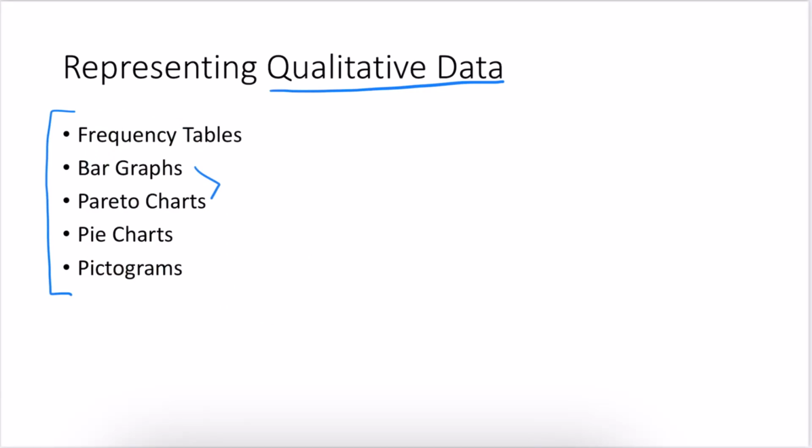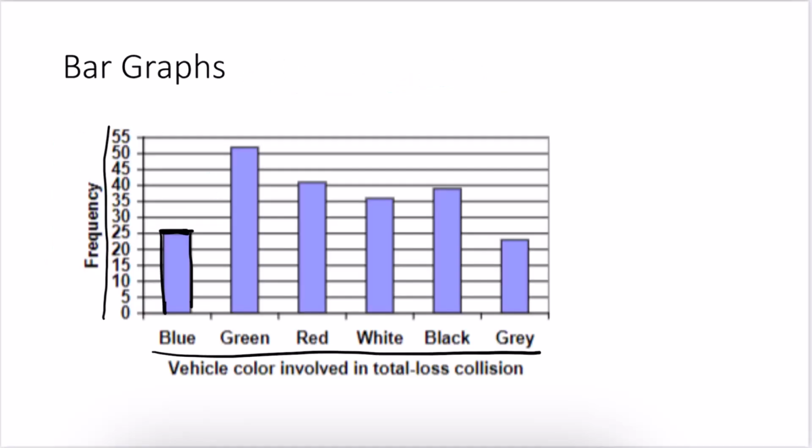On your assignments and quizzes, you're going to be asked to make some of these representations. You'll be given a data set and then you can make these representations, and you will also be asked to interpret them. For example, on this one, a question might be, how many more green cars are there than blue cars? You'd say, well, there's 52 green cars minus the 25 blue cars, and whatever number you get, that would be how many more green cars you have than blue cars.